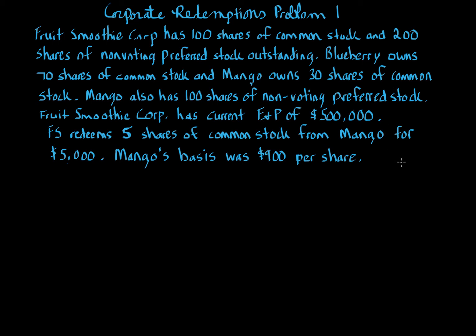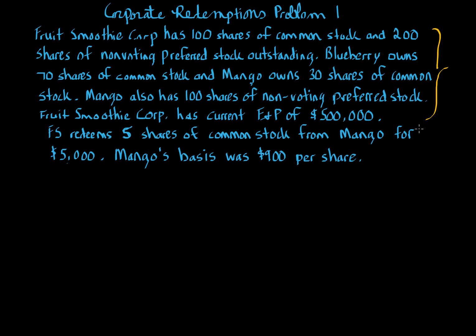Hello, in this video we're going to look at corporate redemption problems. We're going to talk about the tax consequences of corporate redemptions. This is problem number 1. Now, one thing before we go through these problems, you're going to see the same fact pattern. So the facts are going to be the same, but we're going to have 4 different variations, and that's all going to be problem 1.